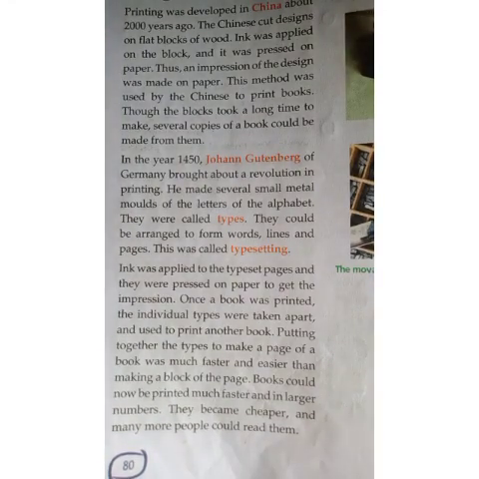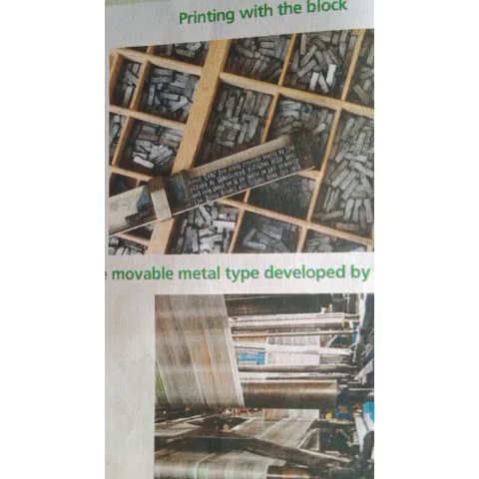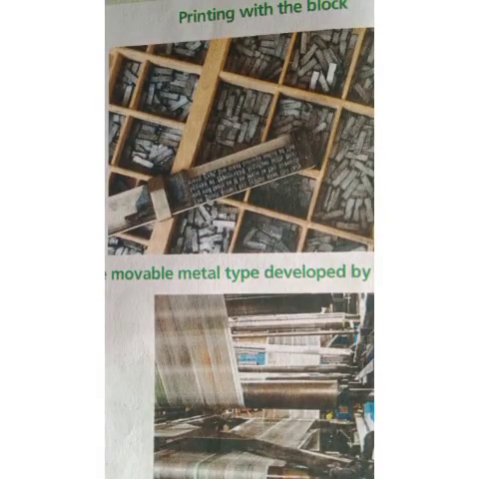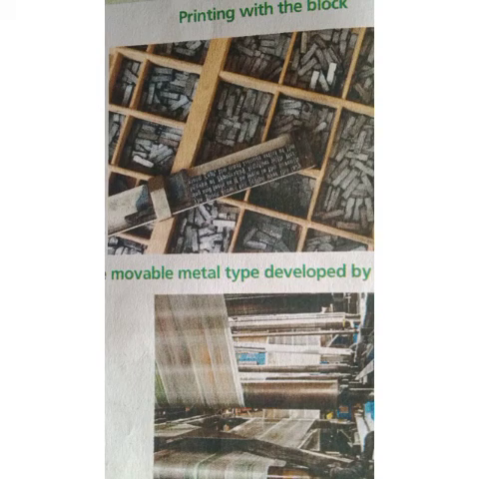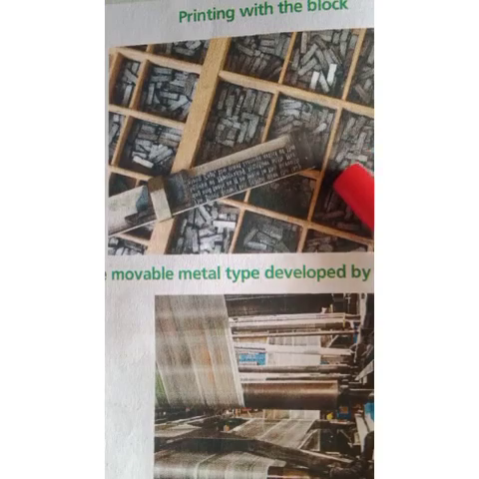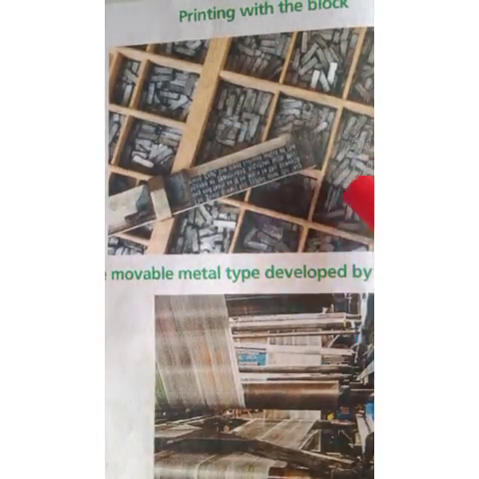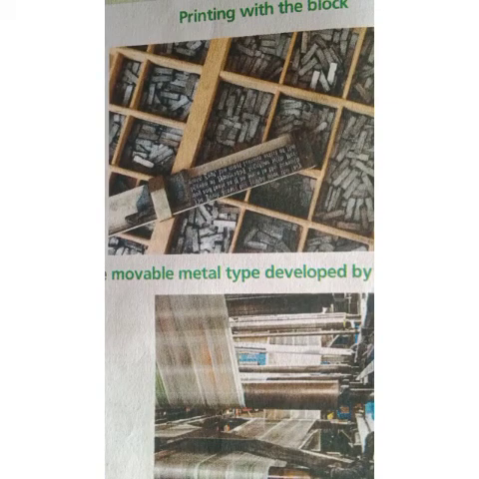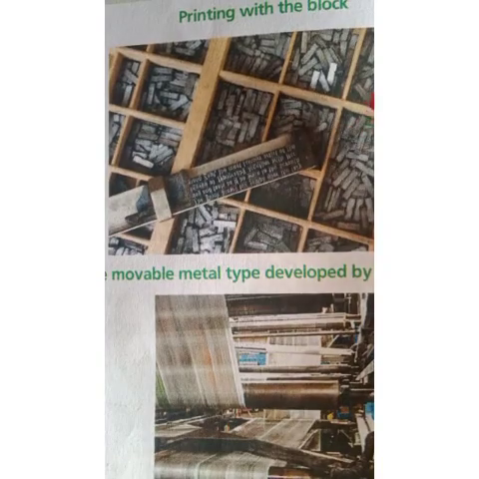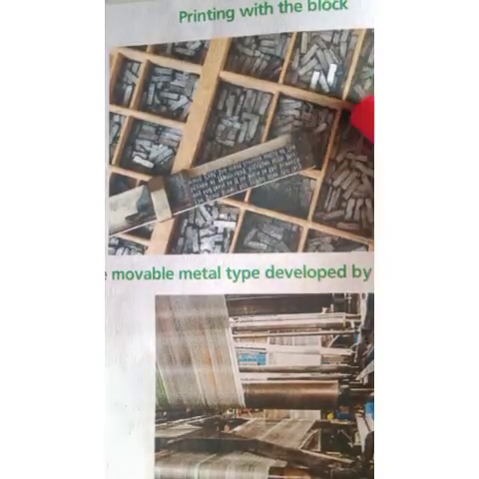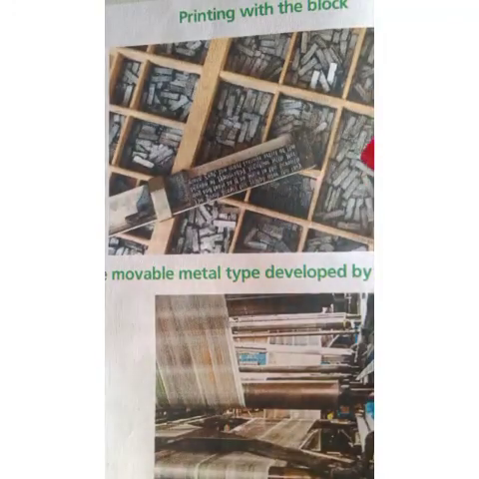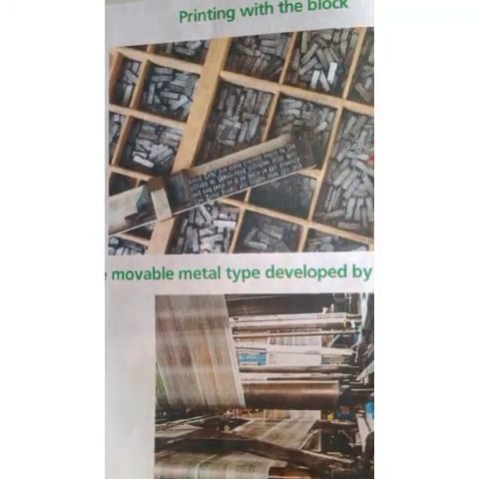He made several small metal molds of the letters of the alphabet. You can see here the movable metal type developed by Gutenberg. These are called types.